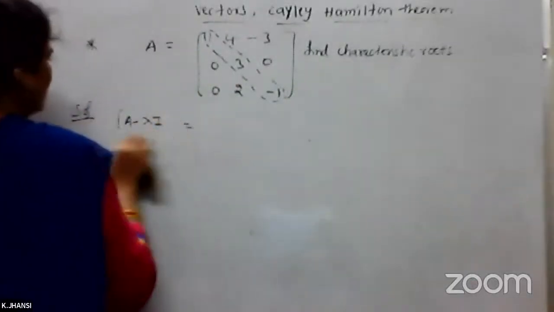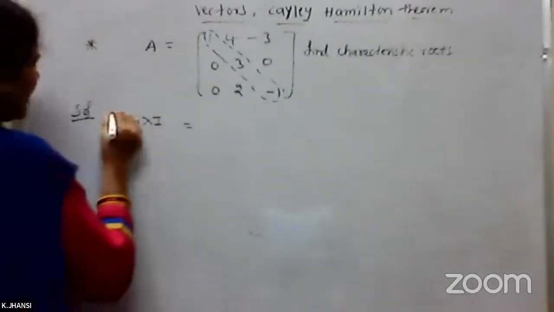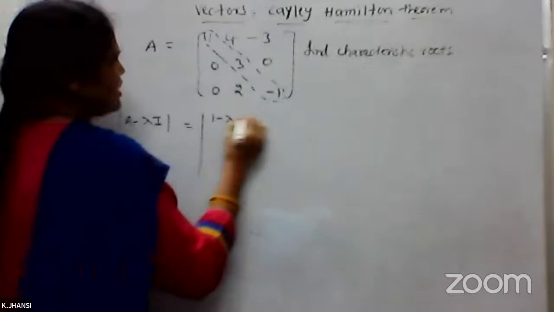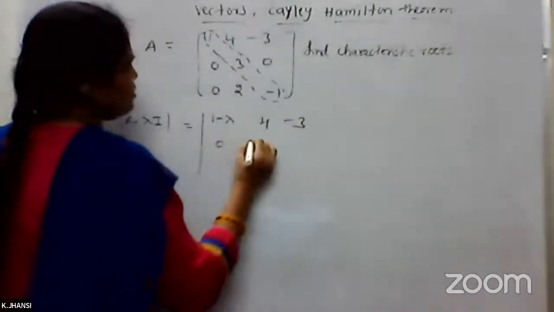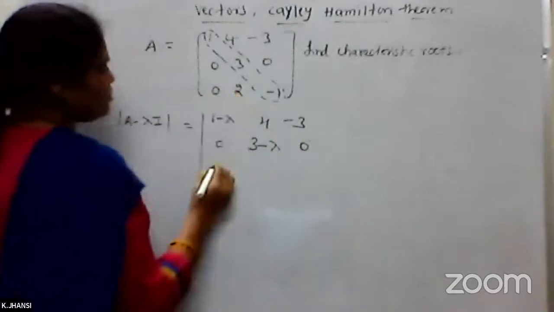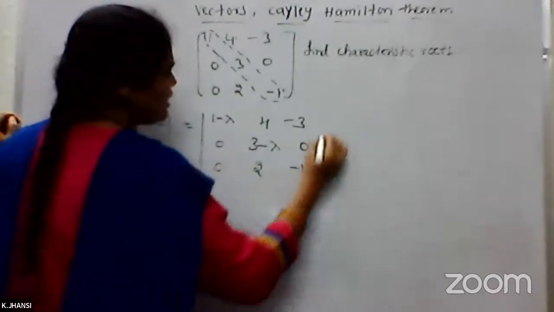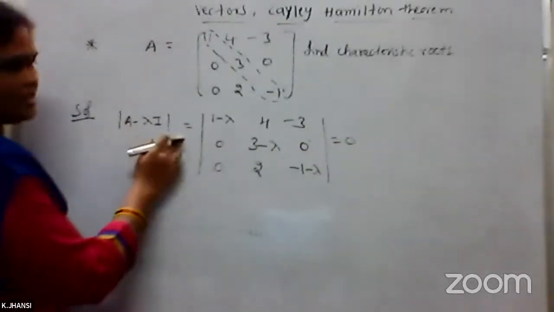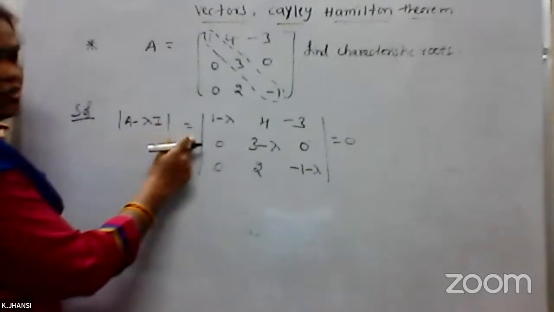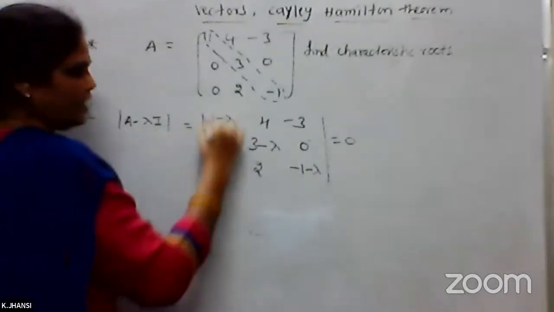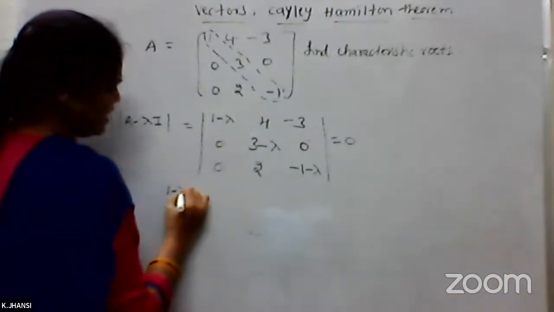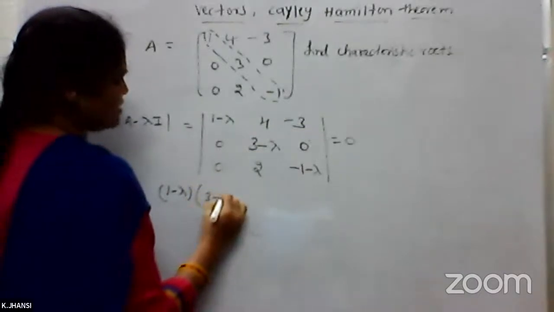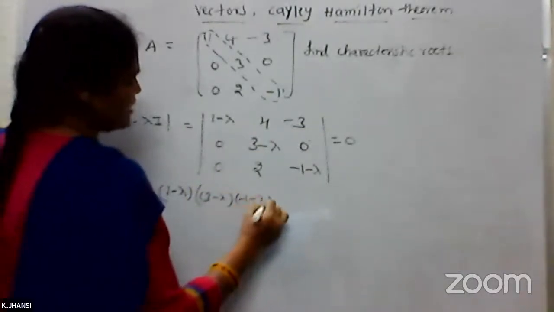So now you take the determinant. The characteristic equation is the determinant of A minus lambda I equals the matrix 1 minus lambda, 4, minus 3, 0, 3 minus lambda, 0, 0, 2, minus 1 minus lambda. Okay, this equals 0. So this is the characteristic equation, that is A minus lambda I equals 0. Now find the determinant of this. This is 1 minus lambda, and eliminating its row and column, you get 3 minus lambda into minus 1 minus lambda.